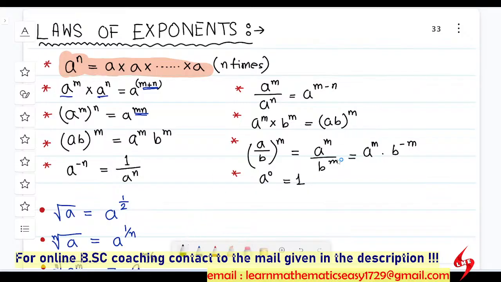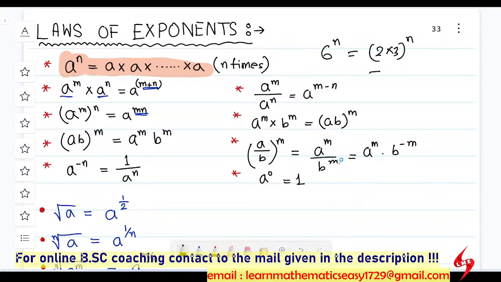Next is ab whole to the power m, which means the power will be distributed like this. So if I have 6 to the power n, 6 means 2 into 3, whole to the power n. Now I am distributing the power like this, so I am using this property here.